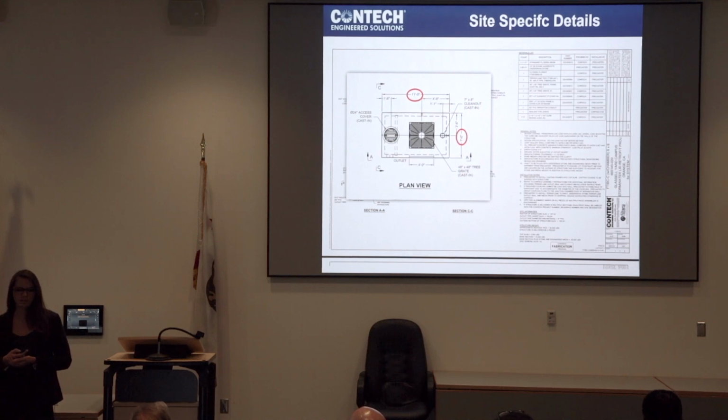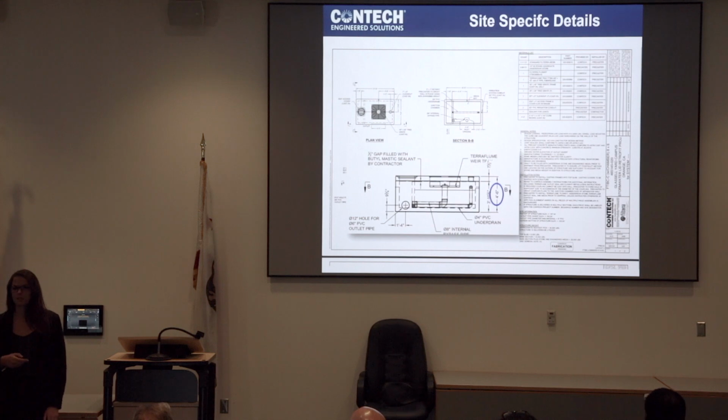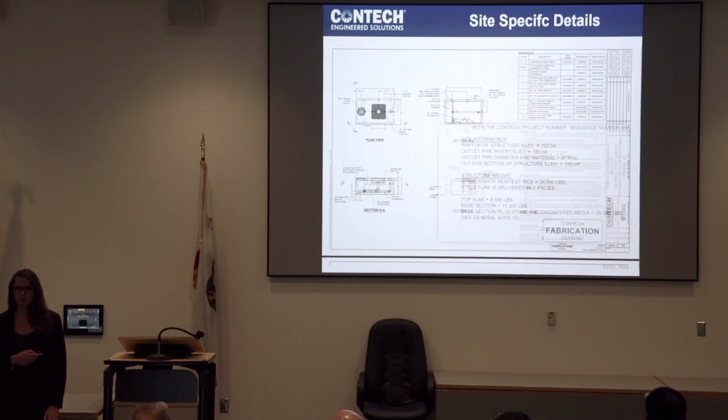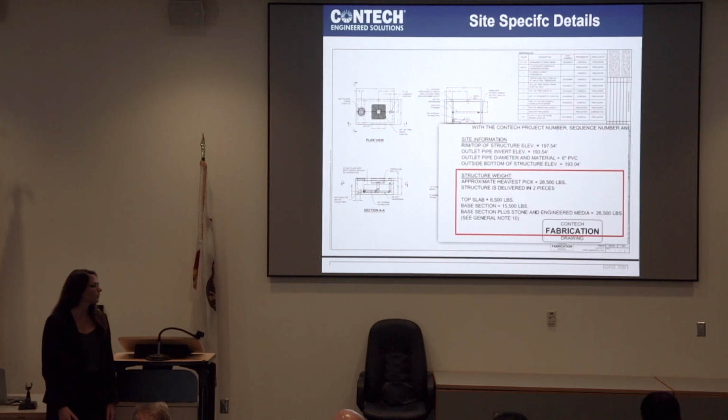to see highlighted in red in this plan view. For the overall height of the system, it's going to be right there on the side. And finally, the last item we talked about being important was the heaviest pick weight. As you can see, it's noted right there on all of the drawings, and it also has the weight of each individual section.